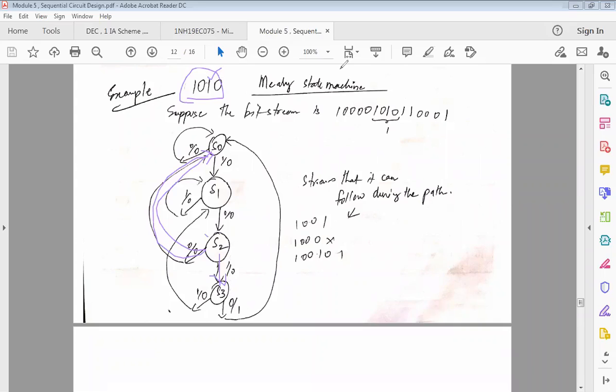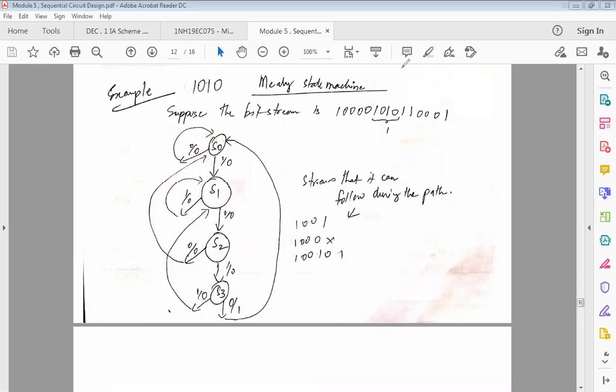One more thing you should keep in mind is, once you have received your full pattern, here you have received 1 0 1 0, your output becomes 1, and this should be connected back to my initial state. So this becomes a complete loop. Understood? So it keeps checking states one by one.